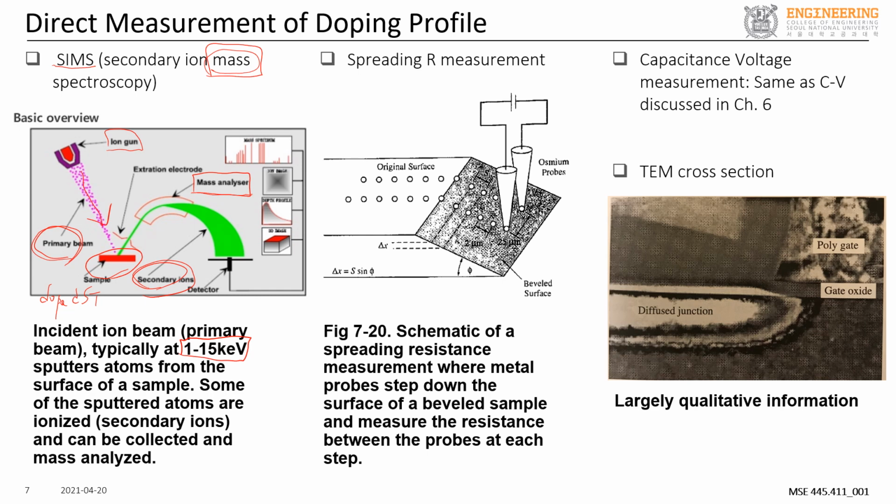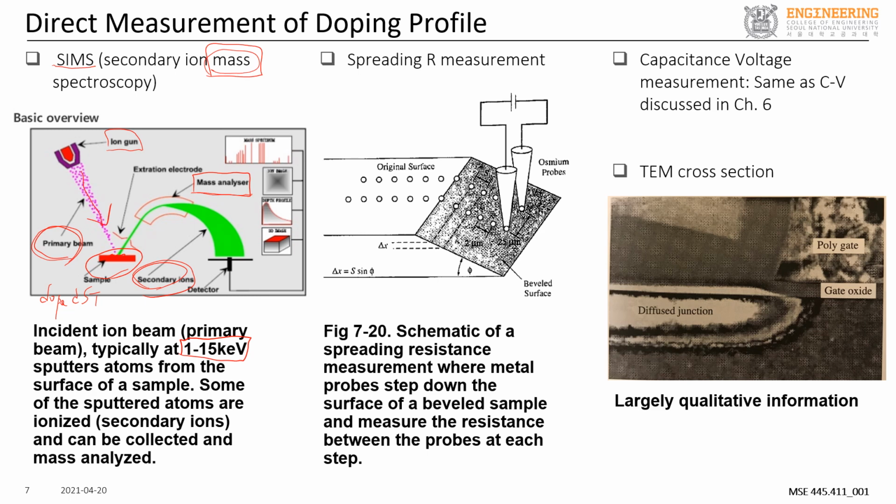Also, since you are etching, removing the material from the sample, the more you do this, the deeper it goes into the sample. So if your doping concentration is not constant, it will change with time or depth within the sample. So using this SIMS technique, you can figure out the doping concentration as a function of depth.